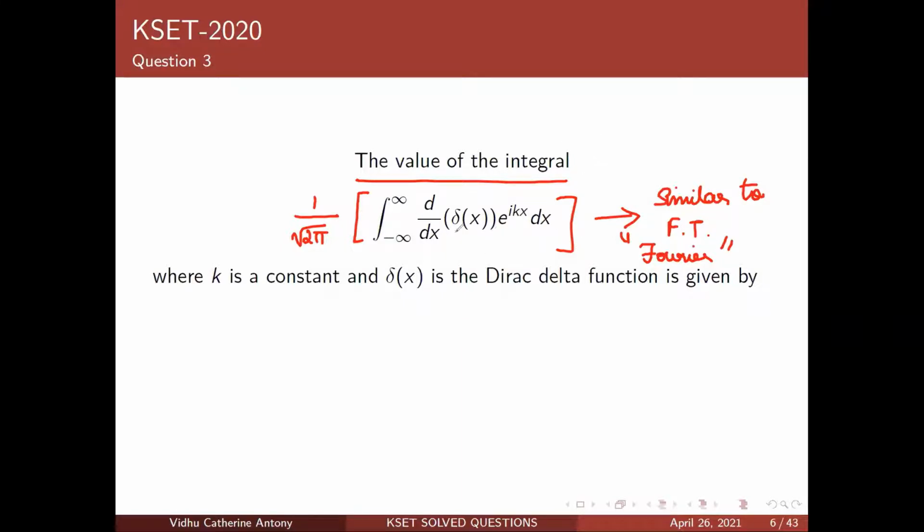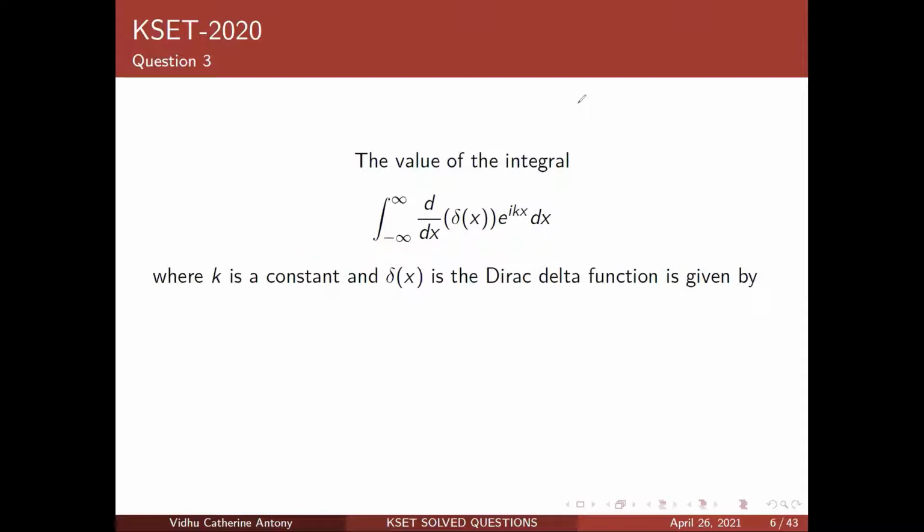But what you see here is not just a random function, but a derivative of a function. So you have d by dx of delta x. It's basically the derivative of the Dirac delta function. Now, you want to calculate the value of this integral. Here k is a constant, and delta x is a Dirac delta function, given by the following points. So you need to calculate what the result of this is, and then mark it.